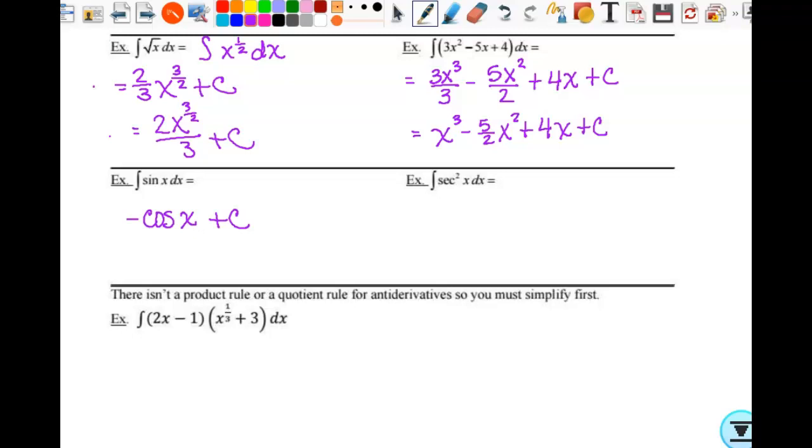What do I take the derivative of to get secant squared? Tangent. So when I integrate this, I get tangent of x, and the signs don't change there or anything, and then it's plus c. Okay. Everybody good so far? Right. So if you can take derivatives, you can do antiderivatives. You're just going backwards. That's all we're doing.